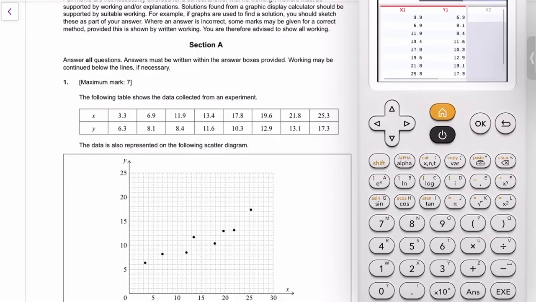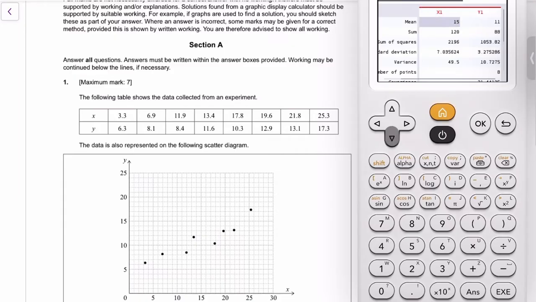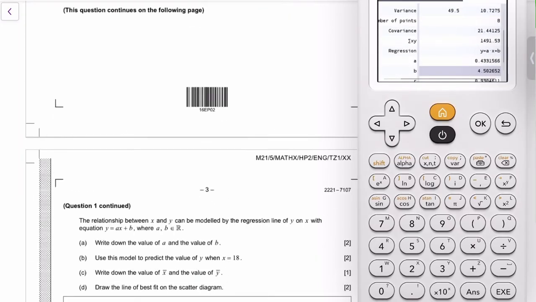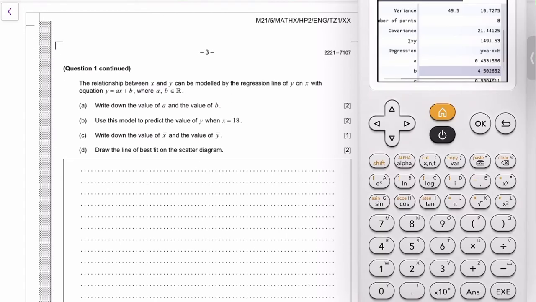Right, so I'll do stat. I believe for my calculator, this is where they give you A and B. So I believe you would get A being 0.433 and B is 4.5. So predict what happens when x is 18. You simply substitute 18 into the equation and press the calculator for the value. Let's say we won't do that.